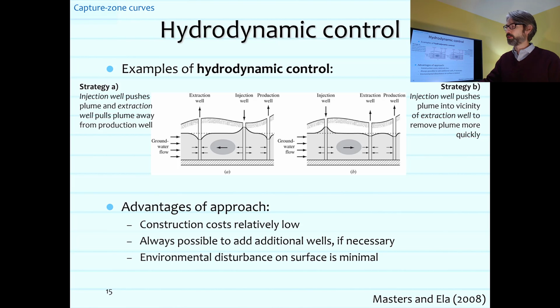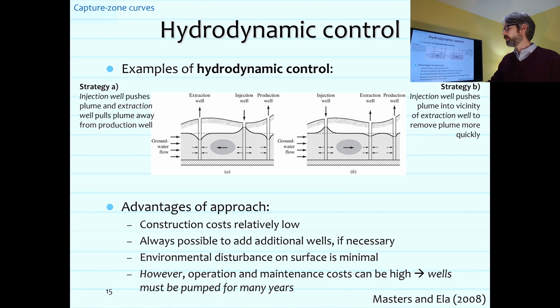The advantages of this approach are that the construction costs are relatively low, and it's always possible to add additional wells if necessary because, of course, the contaminant plume moves relatively slowly. Further, the environmental disturbance on the surface is minimal. However, the operation and maintenance costs can still be high for this type of system, and the wells have to be pumped for many years until this plume is removed.